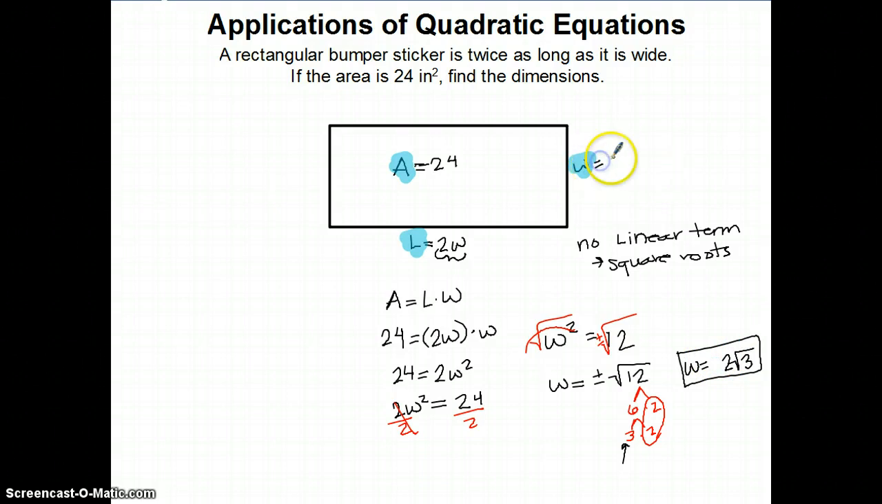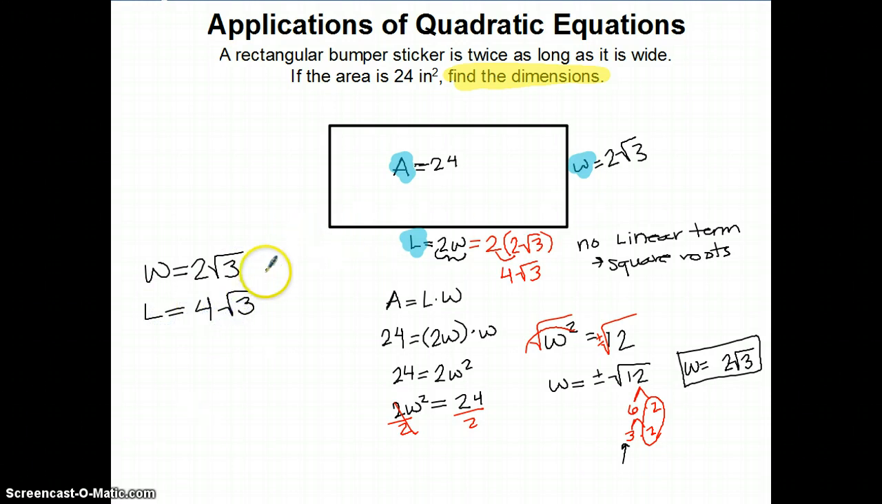So here we have our solution for width, 2 times the square root of 3. We need to find out what length is because the problem does ask us to find the dimensions, not just the width, we need the length as well. So I'm going to go here to length. I know it's 2 times the width, and width is 2 rad 3. So 2 times w is 2 times 2 rad 3, and all I do is multiply these 2's together to get 4 rad 3. So I have found that my width is 2 rad 3, and my length is 4 rad 3.